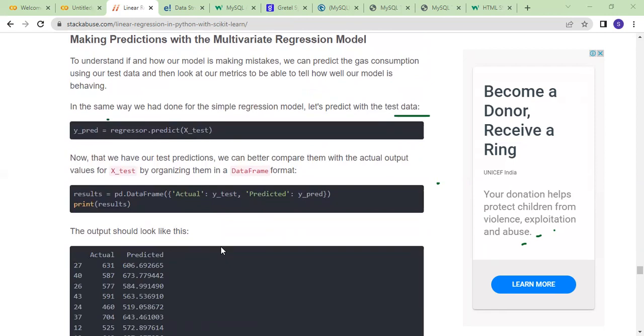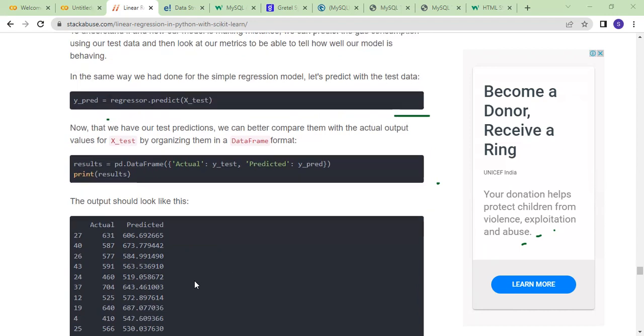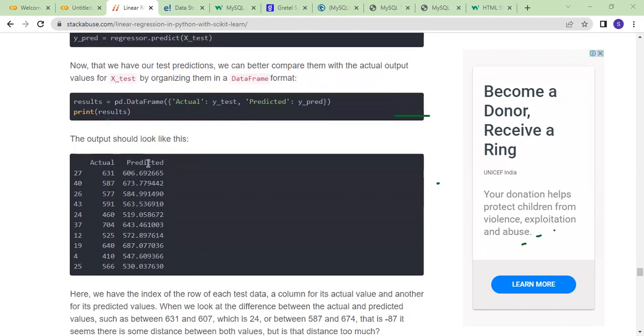So with pd.DataFrame, we get the actual value. The test set is our actual value, and the predicted value is our y_pred. So it is seen that our predicted values are very near to the actual values.